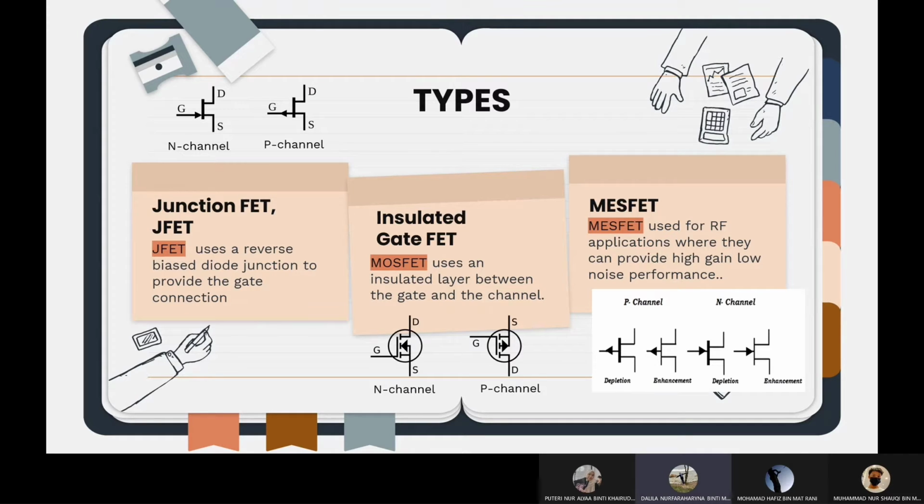The next type is MESFET. The MESFET, the metal semiconductor FET, is normally fabricated using gallium arsenide and is often referred to as a GaAs FET. MESFETs are used for RF applications where they can provide high gain, low noise performance.